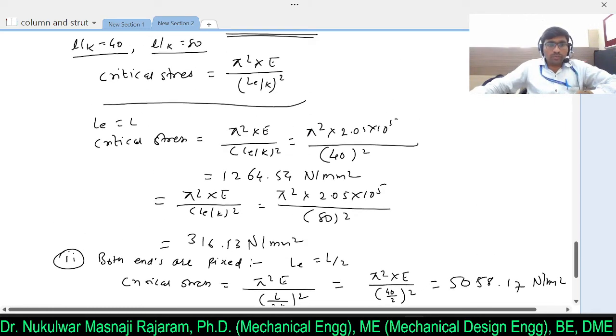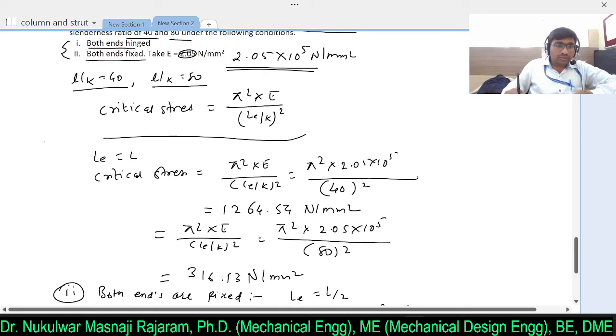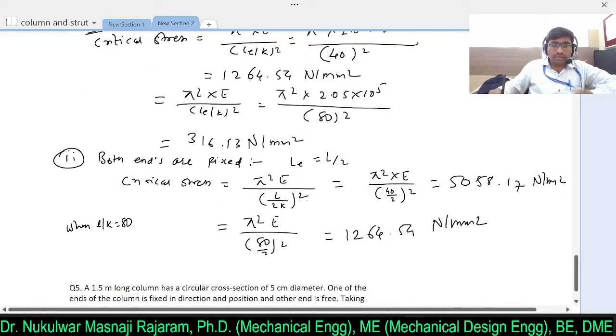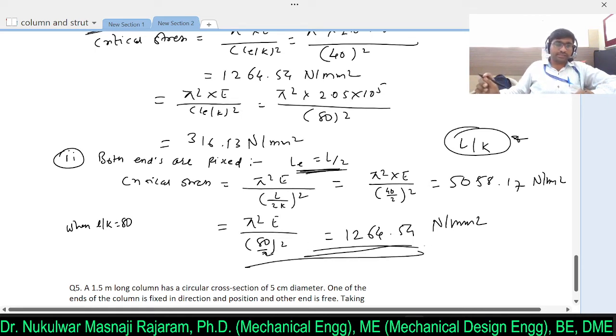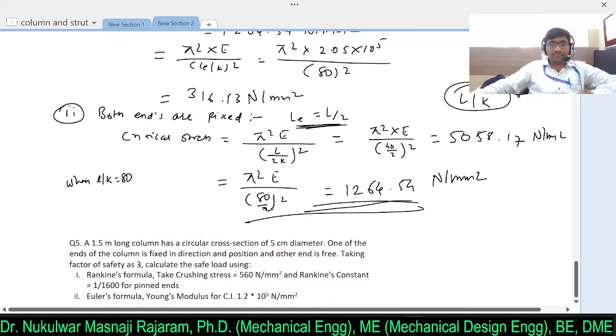Simple. Now what was the change in first case and second case? This was the first case, LE equal to L, and here the equivalent length will be equal to L by 2. However, what is given? The L by K, that is the slenderness ratio, is given. Clear? So 40 and 80. So we must consider this and evaluate the stresses. Clear? So this is not the formula for critical load, it is the critical stress formula. Clear? Remember, these two are different.